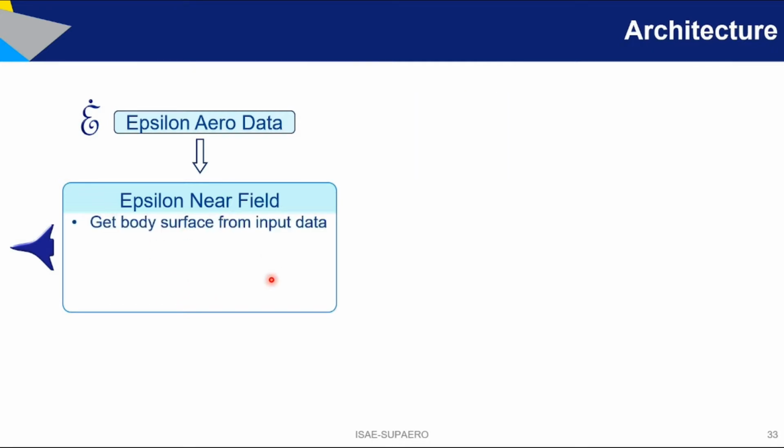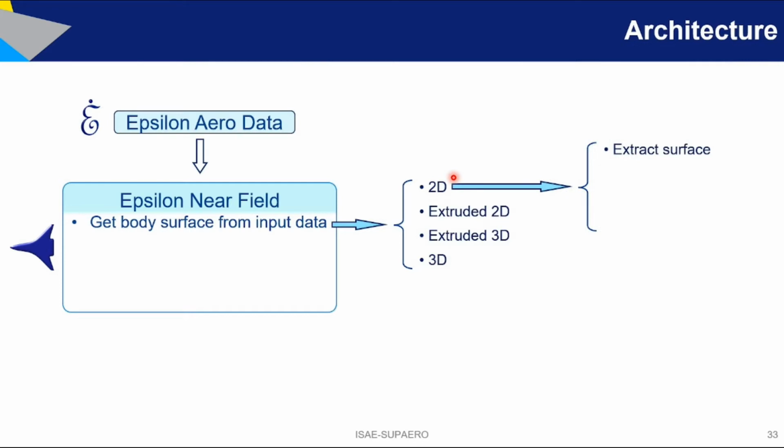The first operation that's performed inside the filter is to extract the body surface from the input data. And here you have several branches to follow depending on the type of the domain that you already inserted into Epsilon aerodata. Basically, there are four cases. The first case is the pure 2D case. For a pure 2D simulation, the first step is to extract the surface.